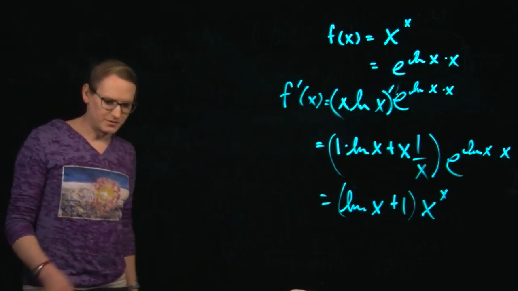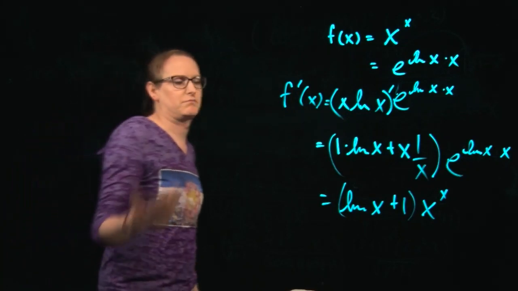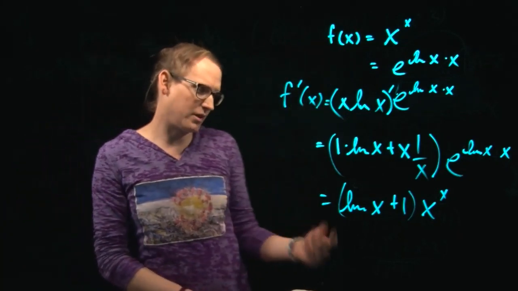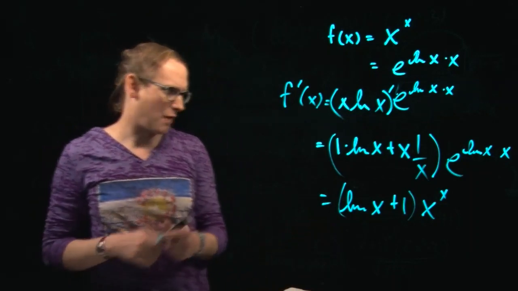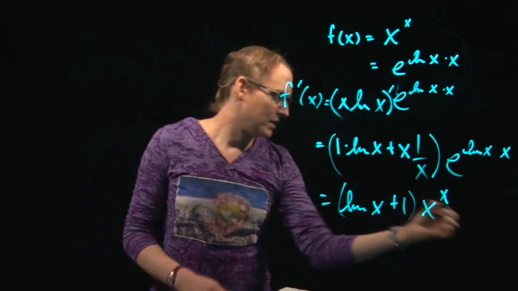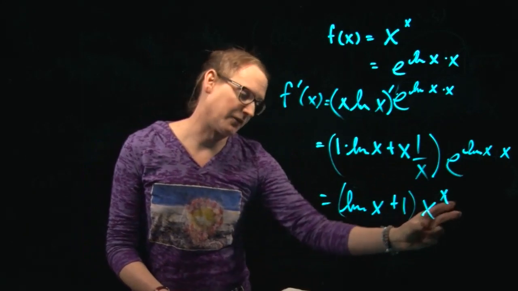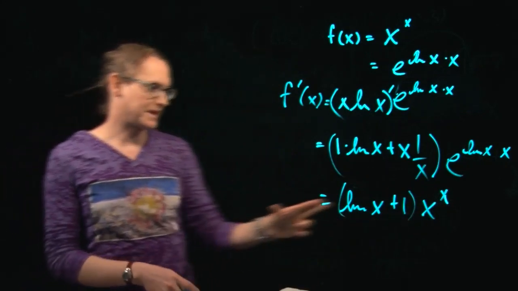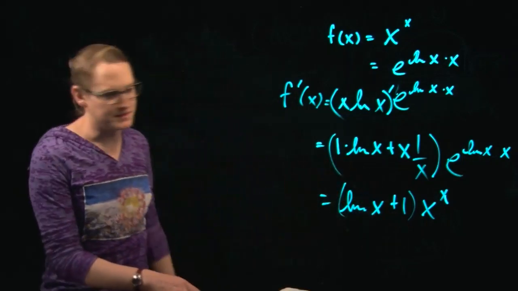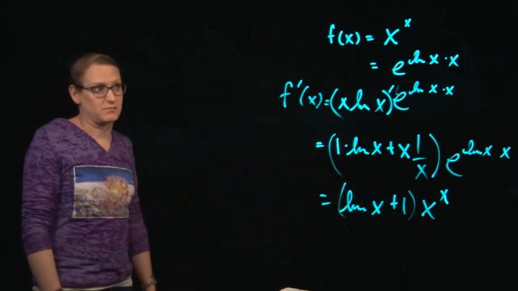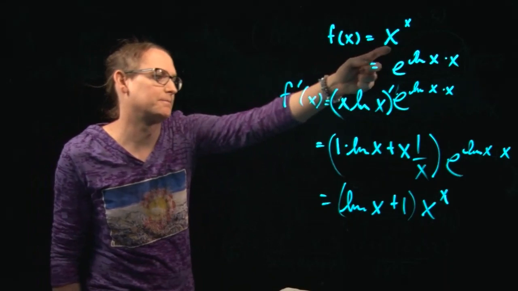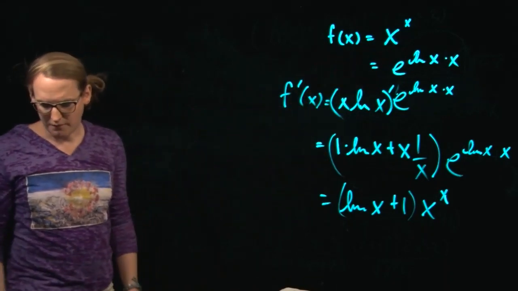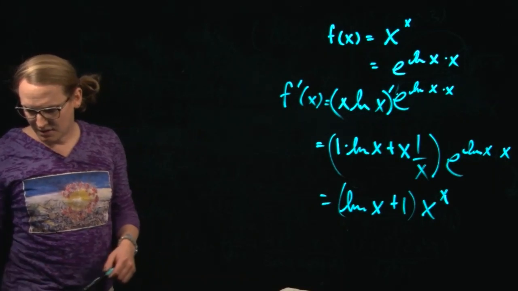So the derivative of the crazy function x to the x ends up being not completely crazy. In some sense, it's predictable that you're going to end up with the same function again, because it's an exponential function. And then the scaling factor is just not constant, because the base wasn't constant. So that's the derivative of x to the x.